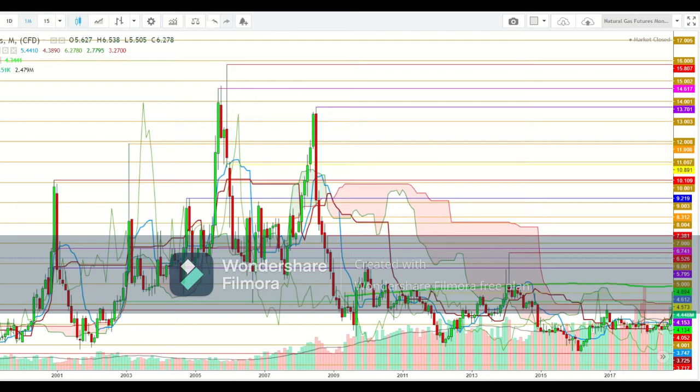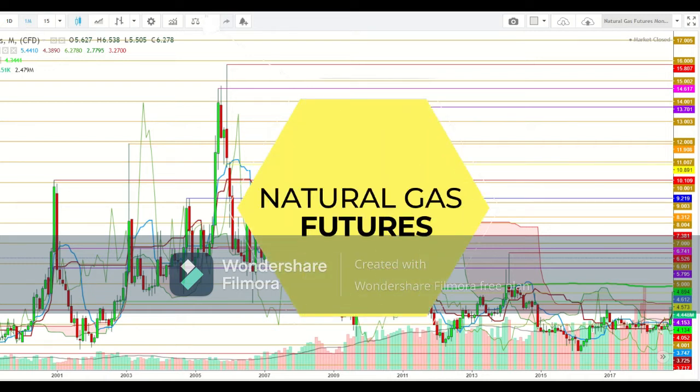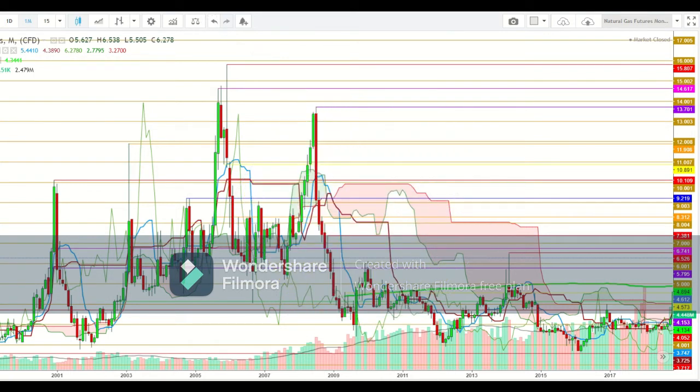So let's start the day to analyze the movements of natural gas futures in different time frames. So friends, here you can see a monthly chart of natural gas futures, where you can see how the natural gas futures have formed some peaks during the past few years.